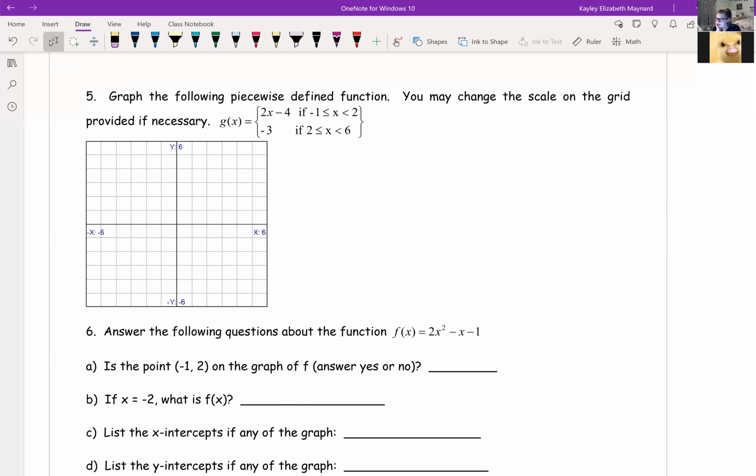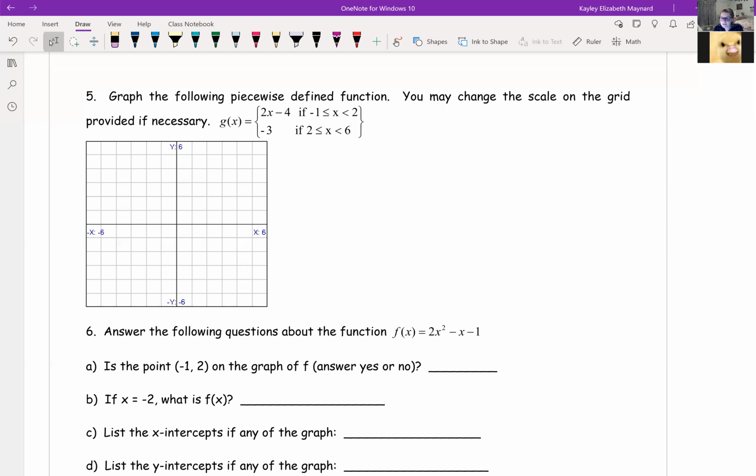I tried to explain it to one of my classes this morning, that when you graph a piecewise function, it's like graphing a regular function. You just have to break it into pieces almost, hence the name piecewise function. So you can see with g of x, we have two pieces. We have that piece that's 2x minus 4, and then we also have a piece that's -3. So we'll just take it piece by piece. So our first one is 2x minus 4.